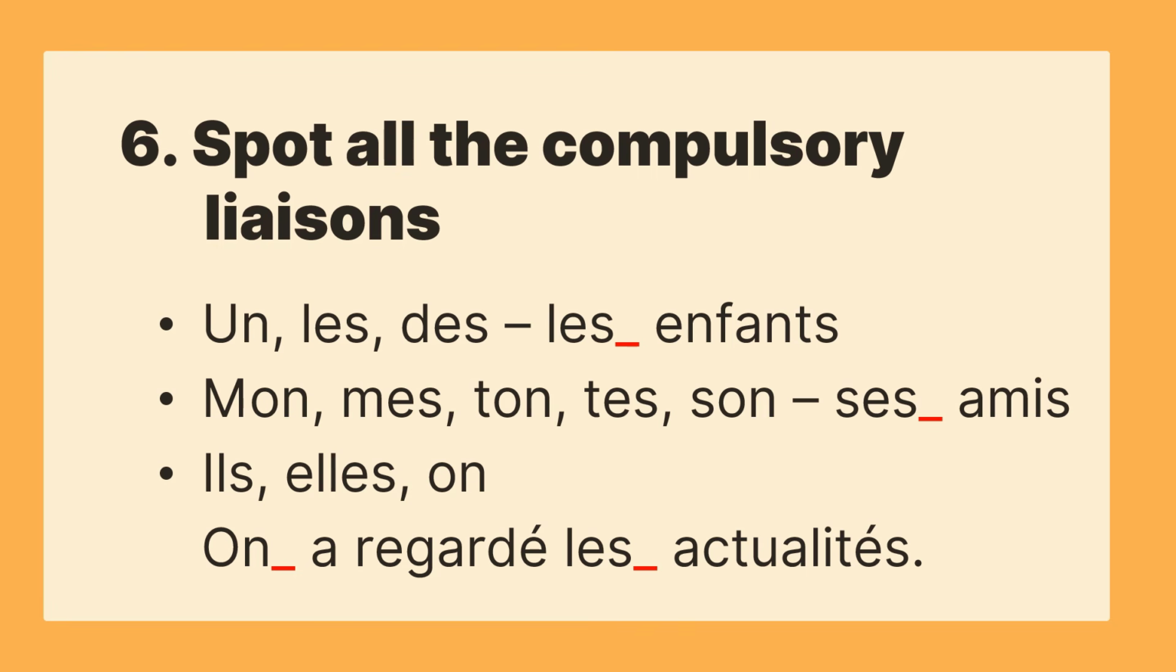ses amis, les actualités. With the on a regardé. So you're linking the N with the A. On a regardé les actualités. When you can do all this, then it's going to be much easier for you. So spot those little words because they are always in texts.